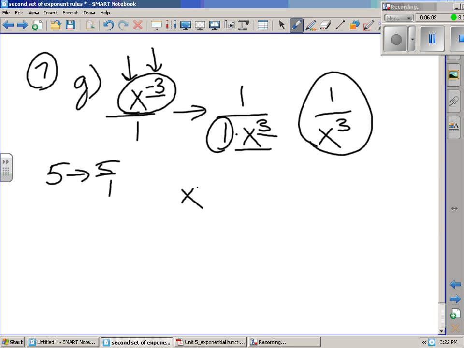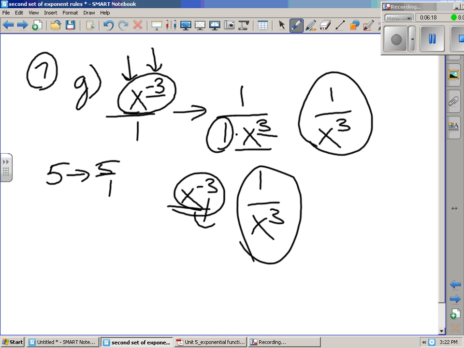When you get used to this, you're just going to recognize, all right, flip it over the fraction bar, and I'm left with a 1 in the numerator, and it's going to go a lot faster. But I want you to see the reasoning and the math behind it for now.